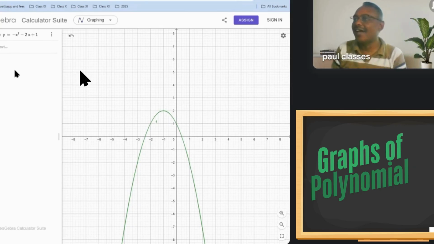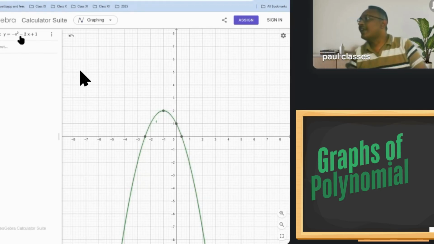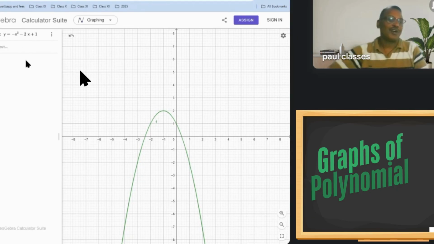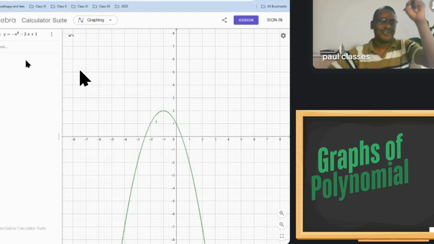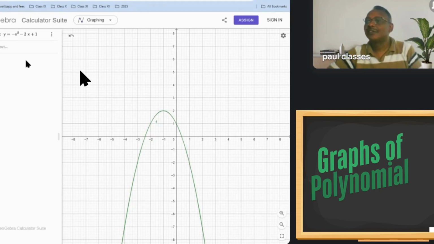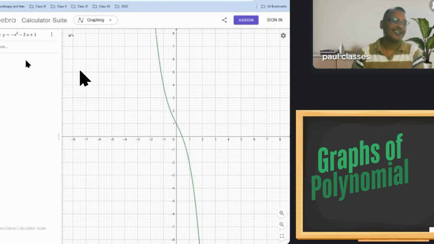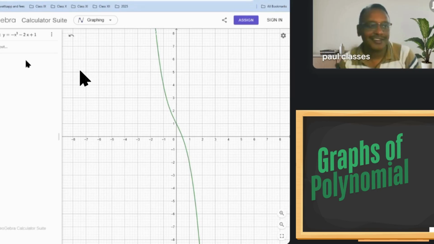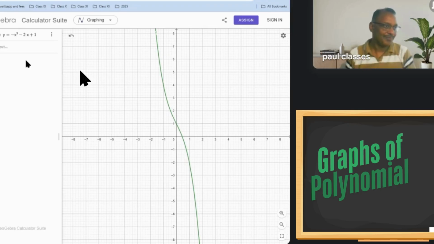Maximum roots it can have is 2. But if this square I replace with 3, what will the type of curve be now? A zigzag curve. Chalo, let's see. How many roots? A cubic polynomial, but only one root.